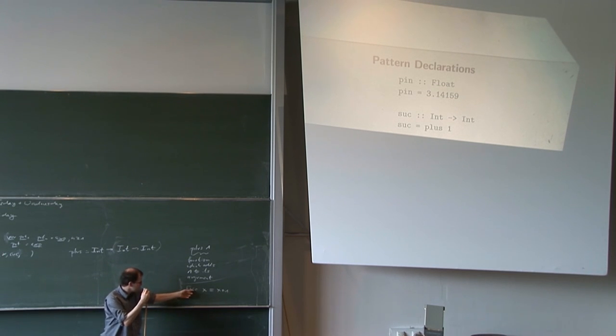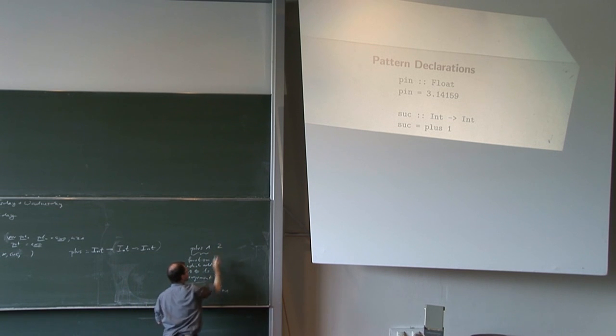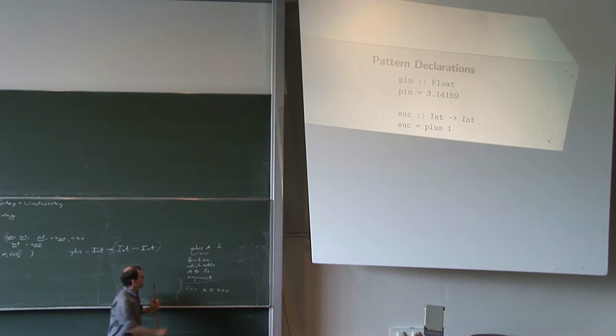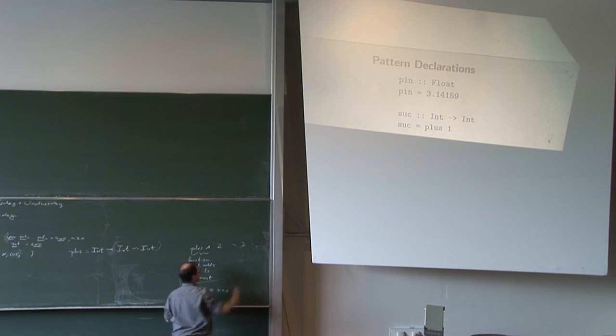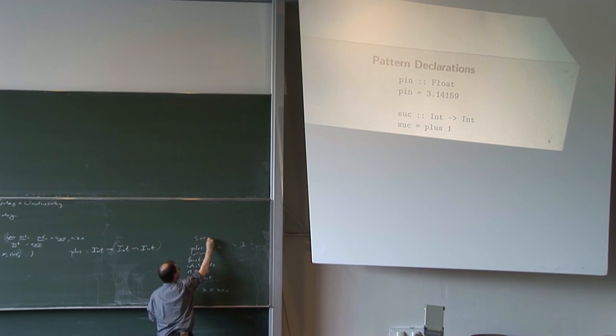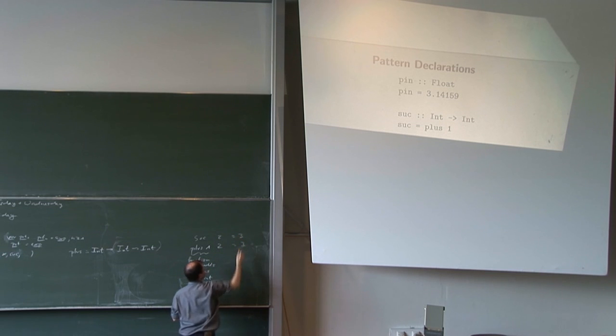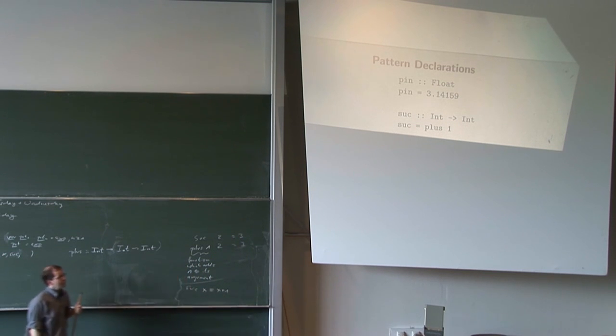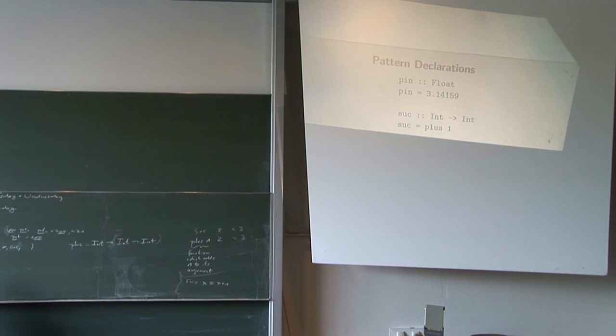And if you give an argument to suc, for example, 2, then what would happen is you would first compute plus of 1, and then you would apply this function to 2, and the result would be 3. So indeed, the suc of 2 would be 3. So this is something you can do as well.